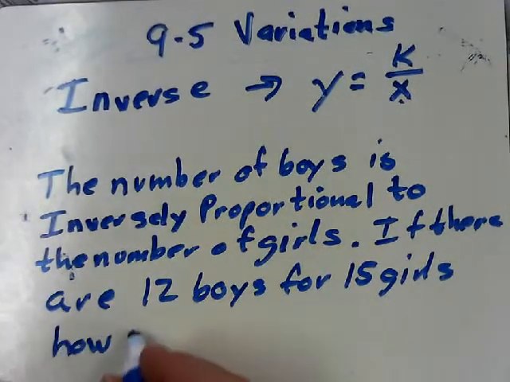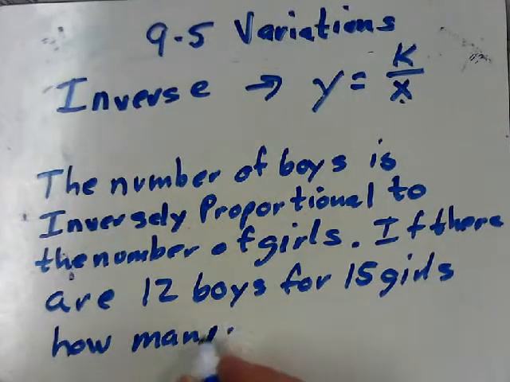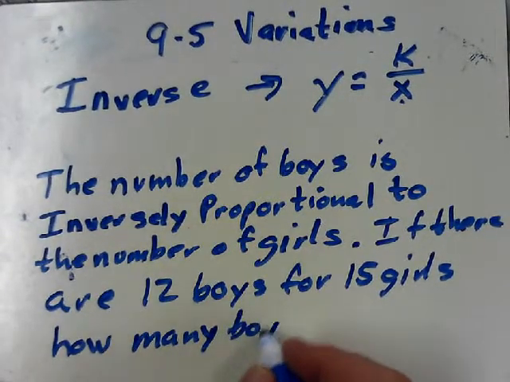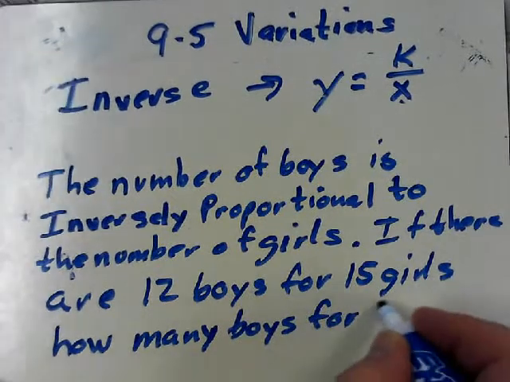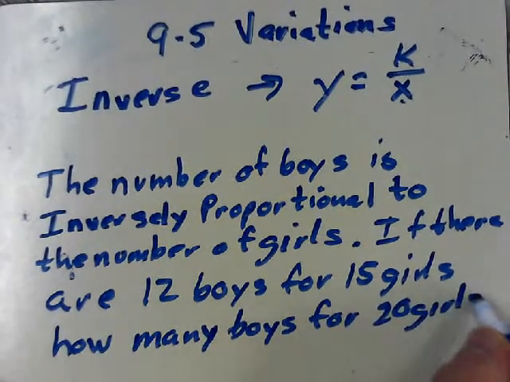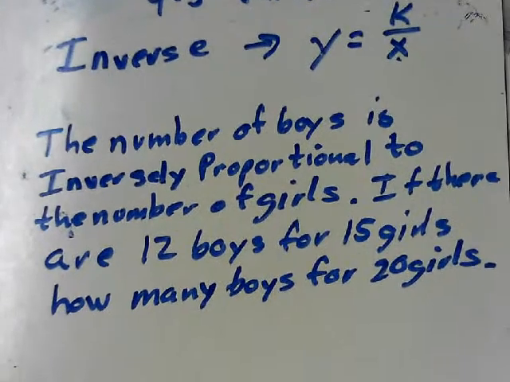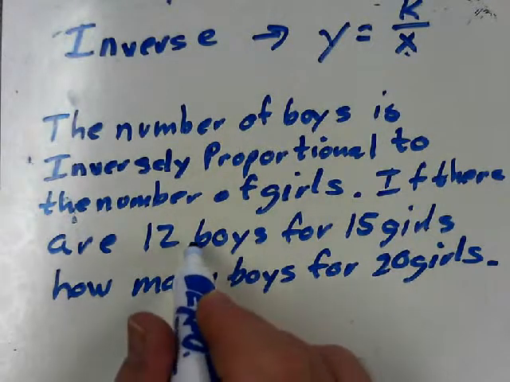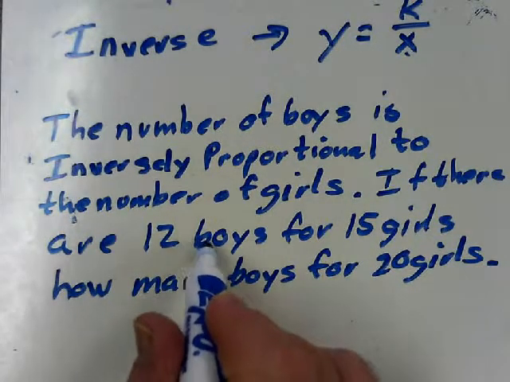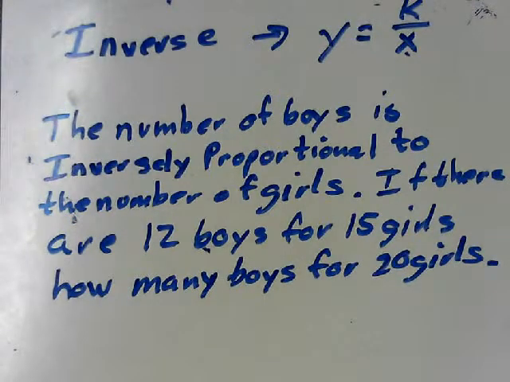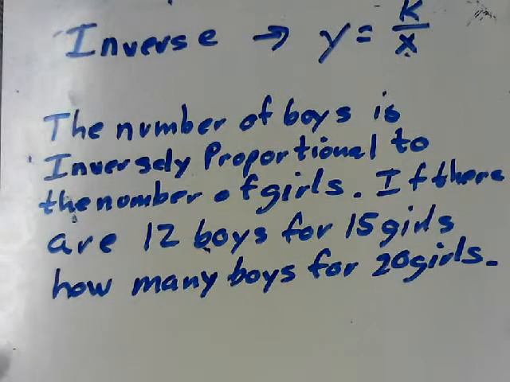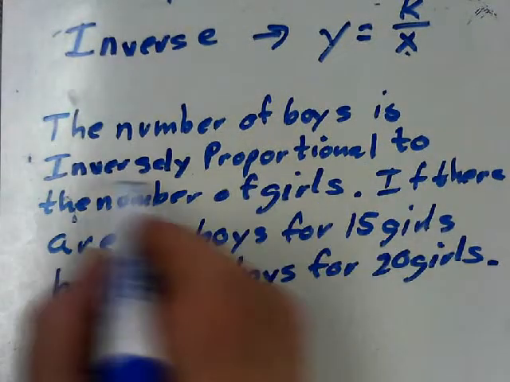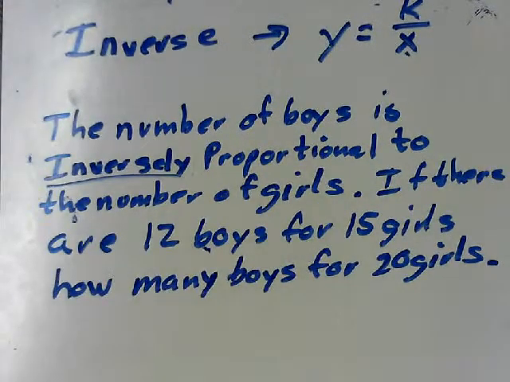How many boys for 20 girls? Okay, inverse means the number of girls goes up, doesn't it? Right? Boys go down. So that means my answer had better be smaller for the number of boys because of the inverse proportion. I know I'm using the same numbers, but the key word here is inversely proportional, right? Yeah. Does that make sense?